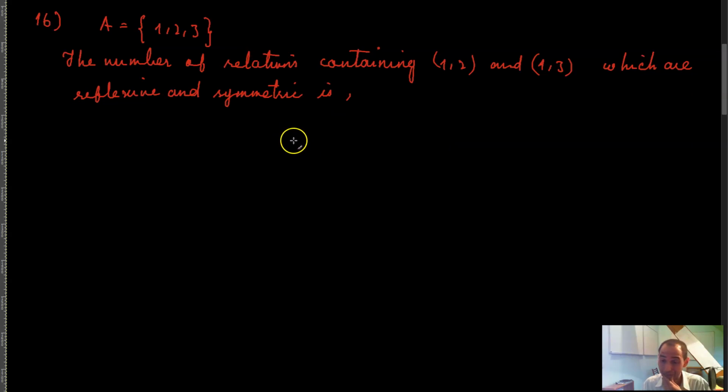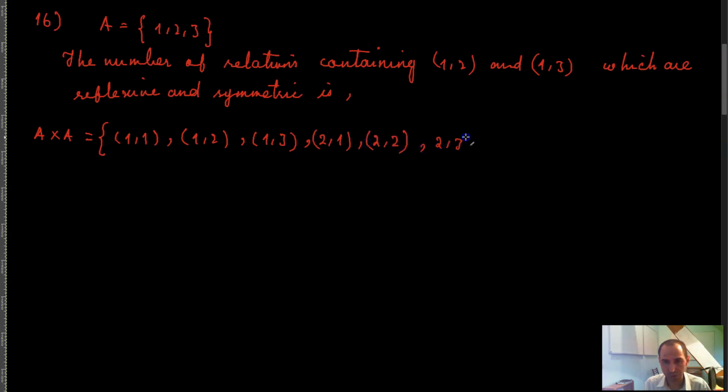In order to calculate the number of relations on this set that are reflexive and symmetric, you know that the Cartesian product of A and A is the set containing all of these ordered pairs: (1, 1), (1, 2), (1, 3), then (2, 1), (2, 2), (2, 3), and (3, 1), (3, 2), and (3, 3). So this is the Cartesian product of the set with itself, which contains 9 elements. 3 times 3 would be 9, right?